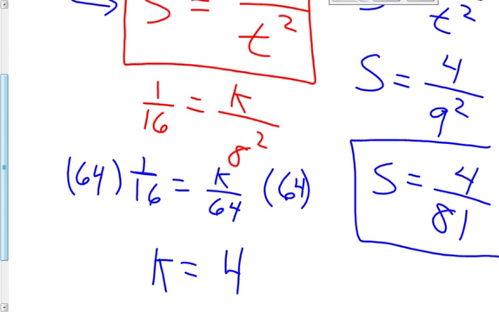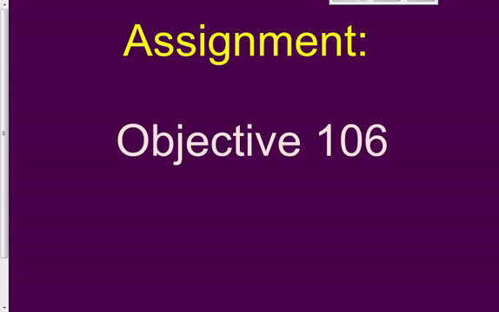If you took good notes here, if you understand those 3 concepts of direct, joint, and inverse variation, I don't think you'll have any problems with Objective 106. But by all means, ask me questions if you have them.